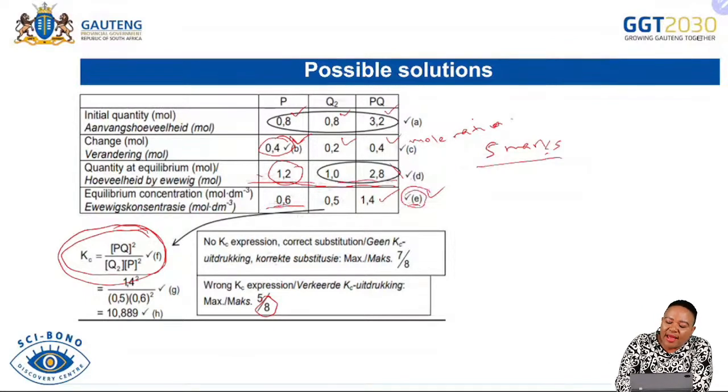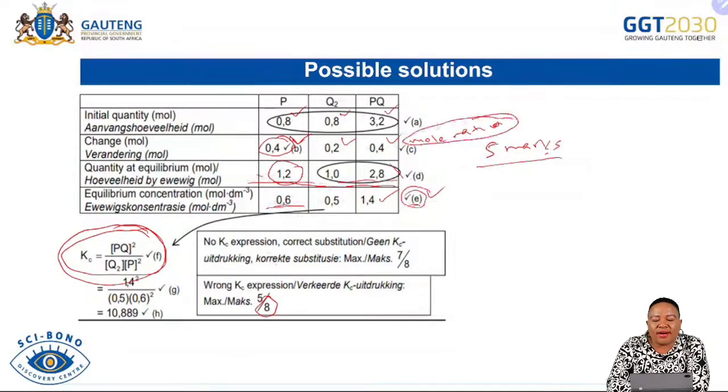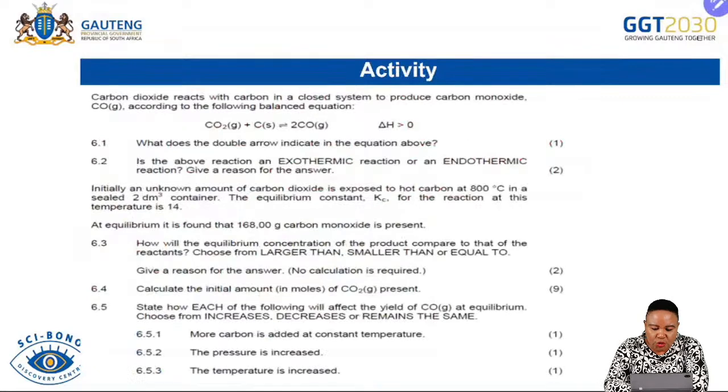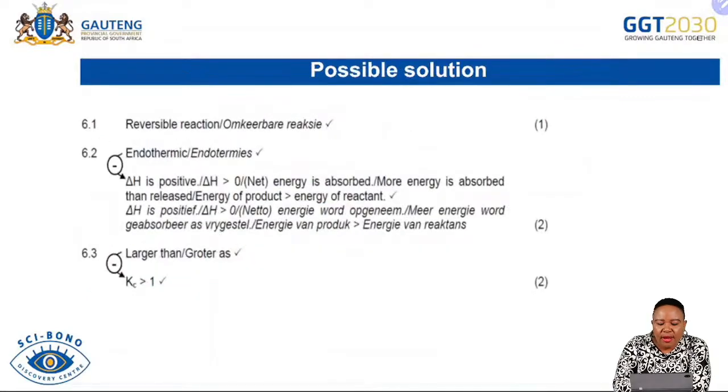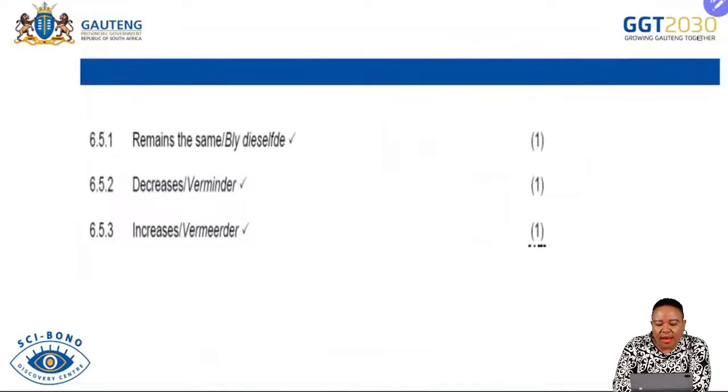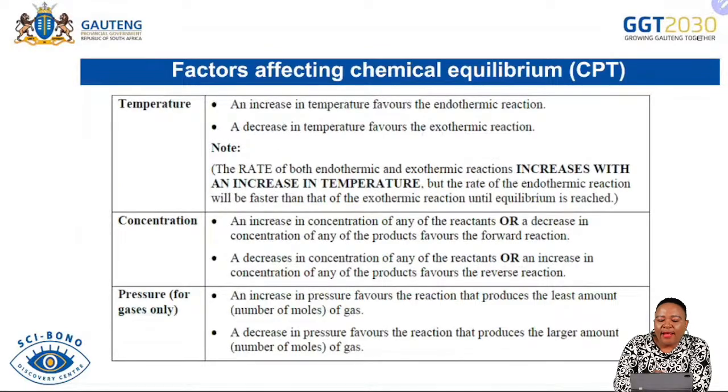And also another mark is for the use of mole ratio, which is very important, because as you use the mole ratio, you will be awarded a mark for the skill of using mole ratio. Okay, before we do this one, I think we need to go to the factors that affect equilibrium.